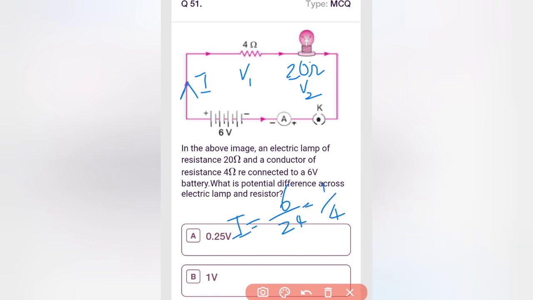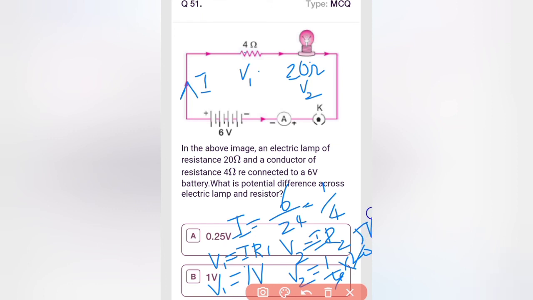And what will be the voltage here? V1 is equal to I into R1, and V2 is equal to I into R2. So 1 by 4 into 4 is 1 volt, that is V1. What about V2? V2 is going to be 1 by 4 into 20. It's going to be 5 volt.